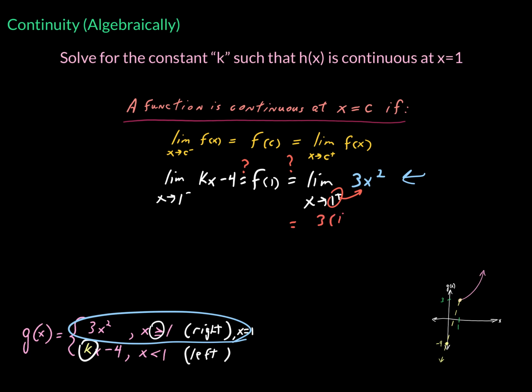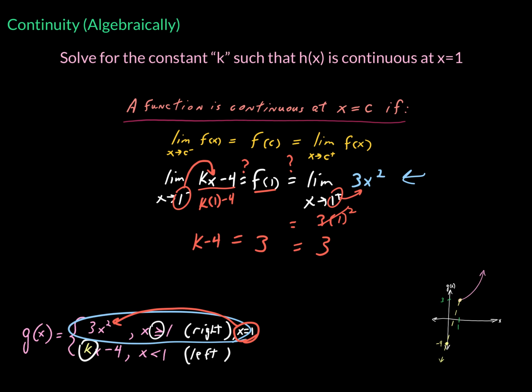You plug a 1 in there, you're going to get 3. What about this one, f of 1? Well, again, when x equals 1, that's what we use. So you're going to get the same value. You're going to get 3. What about over here? Well, what did we do? We took the x value and we plugged it in. Just because we have a k doesn't mean we don't plug in the 1 for x. We still do that. And when you plug in a 1 for that, you're going to get k times 1 minus 4, which is just k minus 4.